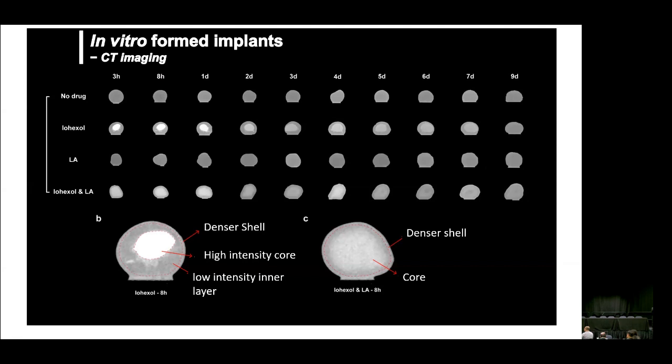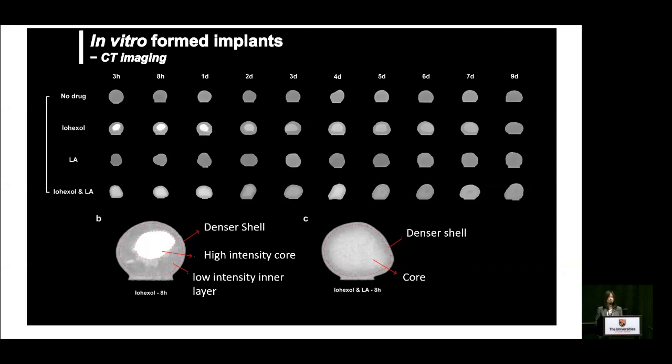And interestingly, when we bring up two images, 8 hours of iHexol versus iHexol plus lupulin acetate, you can see the differences by appearance. They both showed a denser shell, a very thin shell. We know that when you drop this solvent into aqueous, the surface of the polymer will solidify first and form that structure. So that gets a denser shell for both cases.